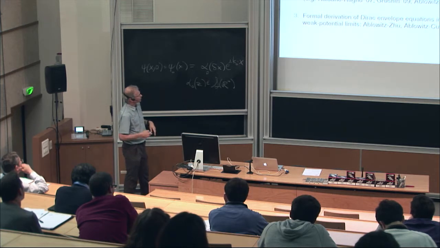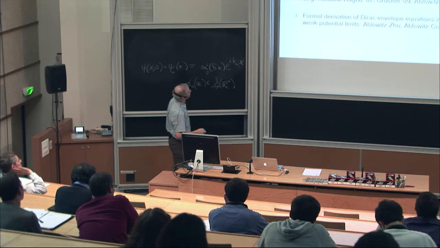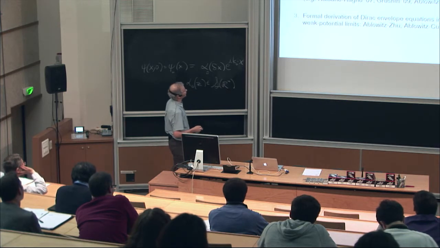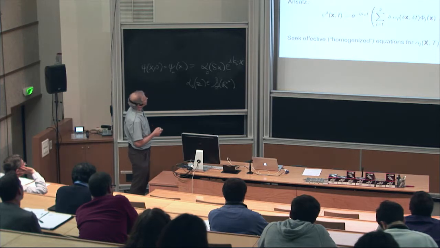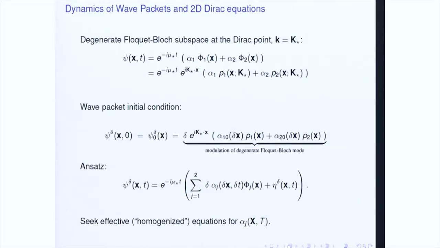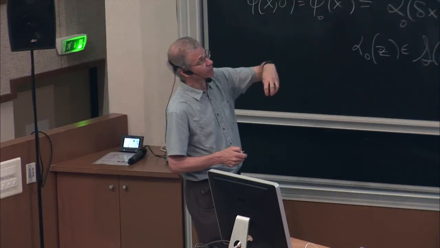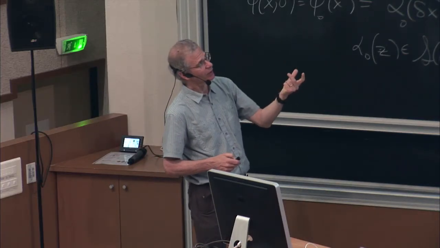And then there are various formal calculations, but our results are the first rigorous results for arbitrarily large epsilon that are generic. One can ask, well, what's the dynamics? Once we have the dispersion behavior, what is the dynamics of wave packets? So now a wave packet concentrated at a Dirac point, at one of those momentum points, excites a degenerate mode, right?